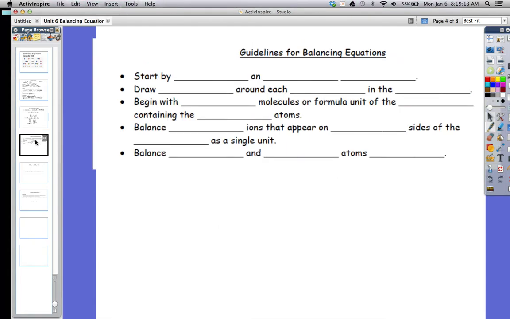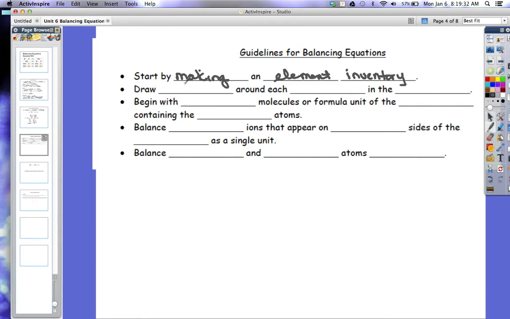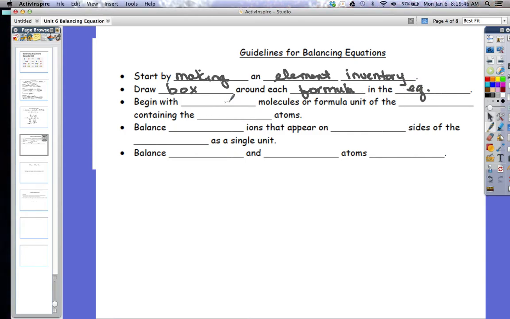So what are the rules that we're going to use to help us figure out how to do this? First of all, if you want to, you can start by making an element inventory, which is what I did. I listed the elements underneath each one. Then if you want to, you can draw a box around each formula in the equation. I didn't do that on those previous examples, but if you're having trouble, you might want to do that. It'll help you out a little bit. I'll show you an example.